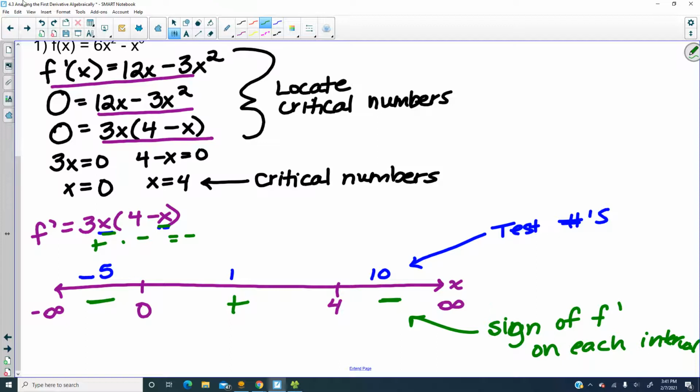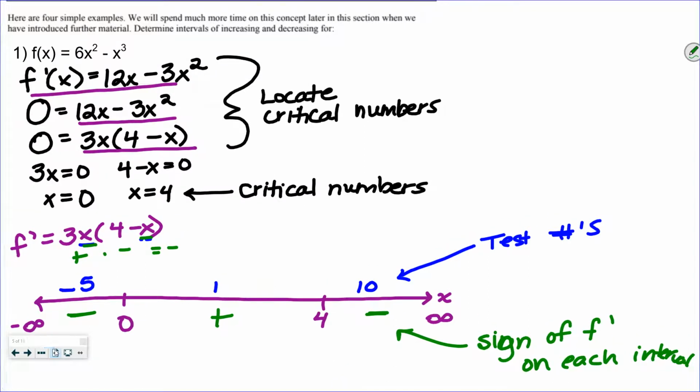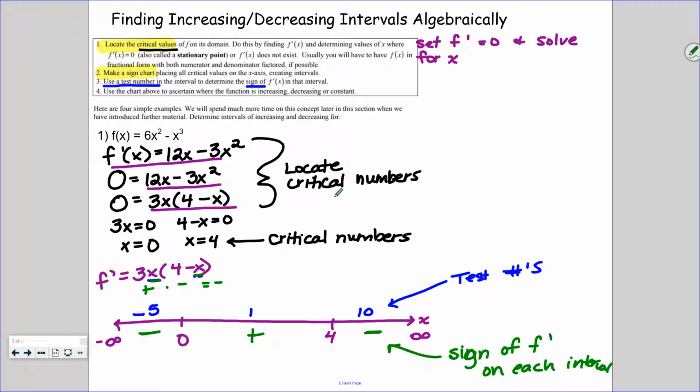Okay, so what am I trying to see? I want to see the full page. So what am I trying to see here? I'm trying to see increasing and decreasing intervals.